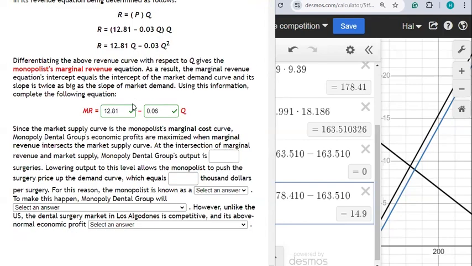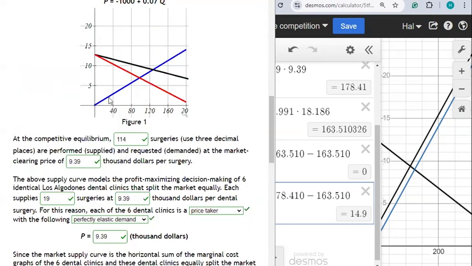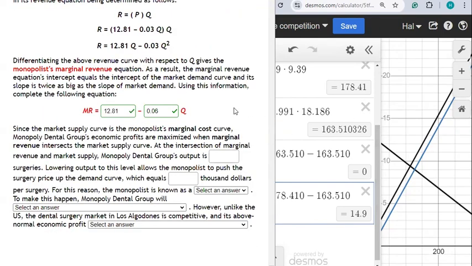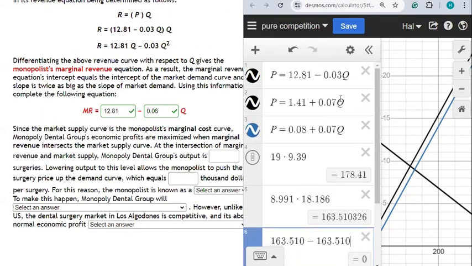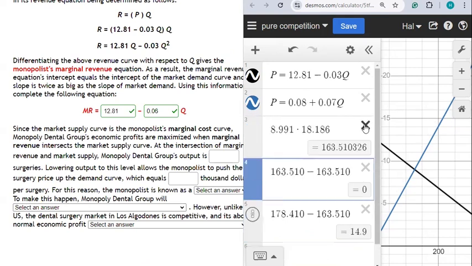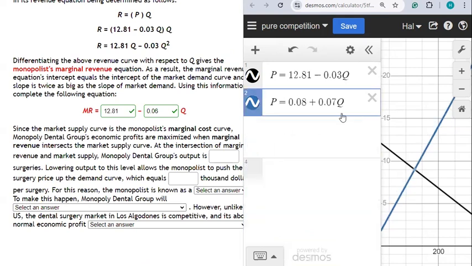Since the market supply curve is the monopolist marginal cost curve, this is the monopolist marginal cost curve with the 7 dental clinics. Let me put it over here too. This is my demand curve. I got to keep that. This is my original supply curve. That's gone because I have this new supply curve. Let me delete that, that, and that. I'm going to copy this. I'm going to call this my marginal revenue curve.